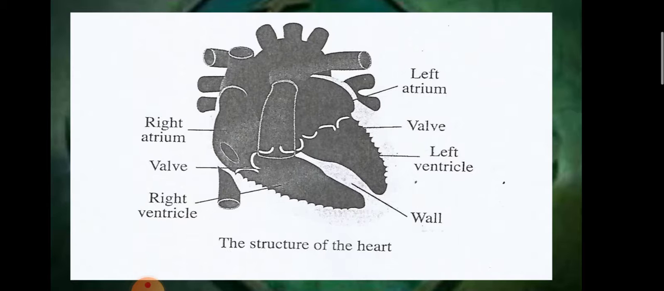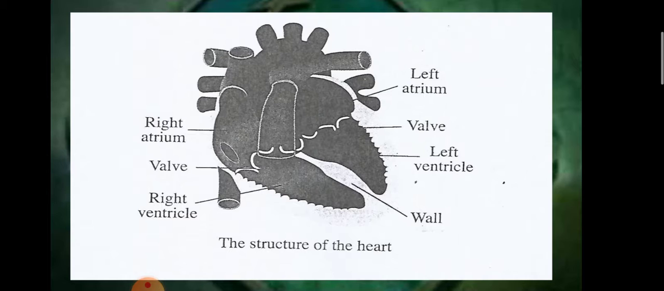And between the right side and the left side, we have what? We have a wall, or we call it the septum. Why do we have this wall or this septum? To prevent mixing of blood. What does it mean to prevent mixing of the blood? It means that our right side carries deoxygenated blood, which means blood with carbon dioxide, but the left side carries oxygenated blood, which means blood with oxygen. So we have this wall or this septum to prevent mixing of both bloods.